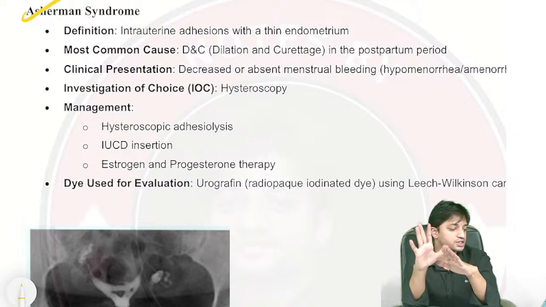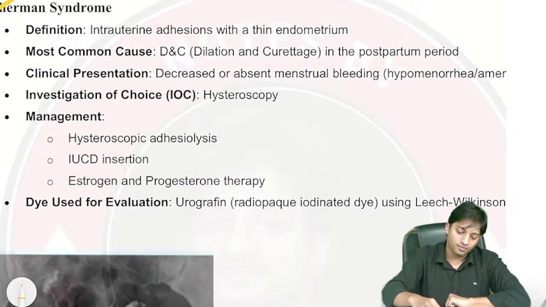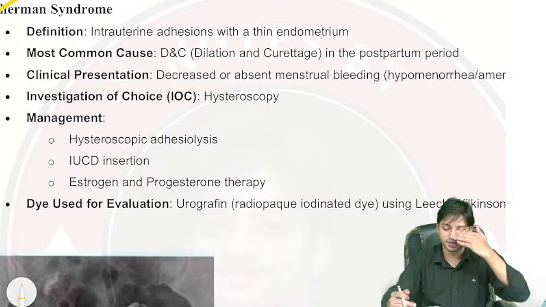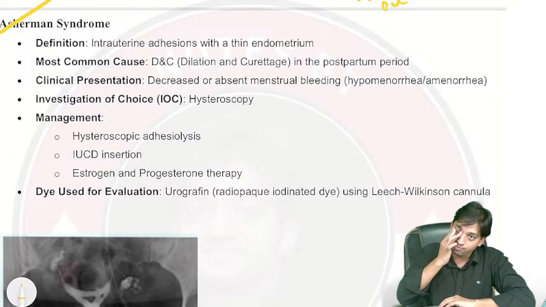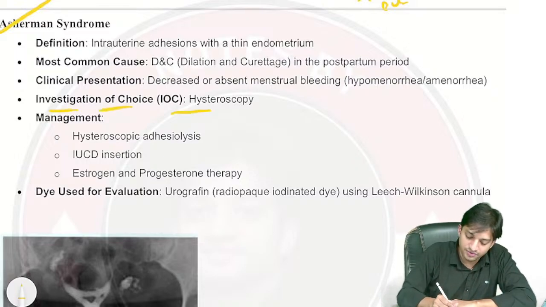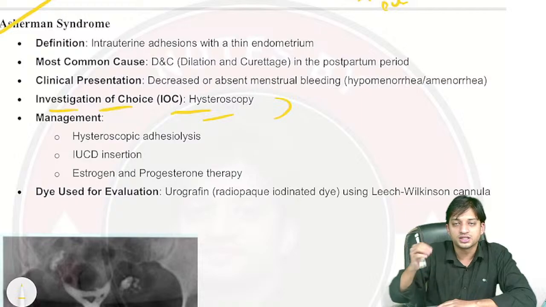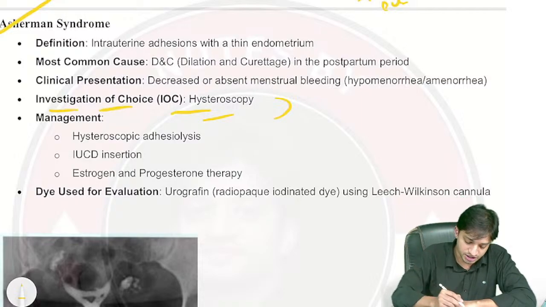That can lead to Asherman syndrome. Now, what is going to happen? In the clinical presentation, you will see decreased or absent menstrual bleeding, right? Hypomenorrhea or amenorrhea will be there. The investigation of choice here will be hysteroscopy, what you will do in Asherman syndrome.